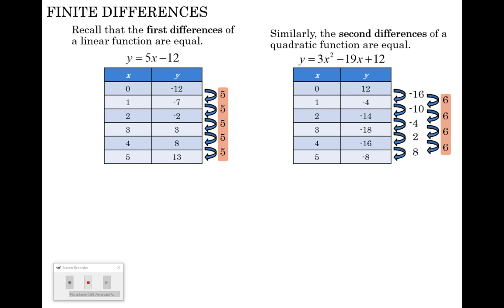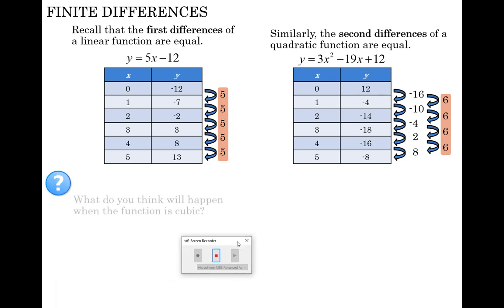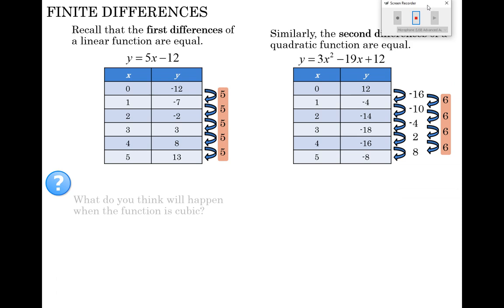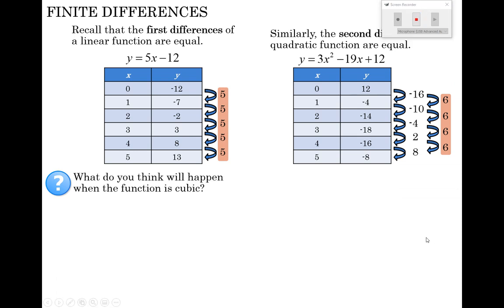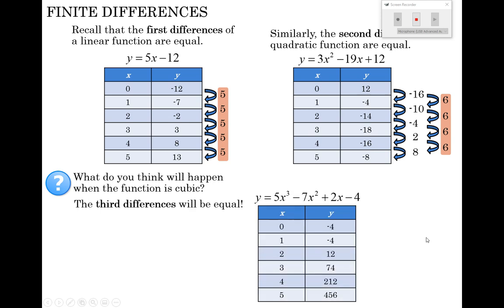Well, the pattern continues, as you can imagine. Degree 1, first difference is equal. Degree 2, second difference is equal. Here comes the table of values for a degree 3 function. The third differences should be equal. So I made a table of values for this degree 3. You can punch them all in and see if I did okay, but I checked them to make sure I got the right y values.